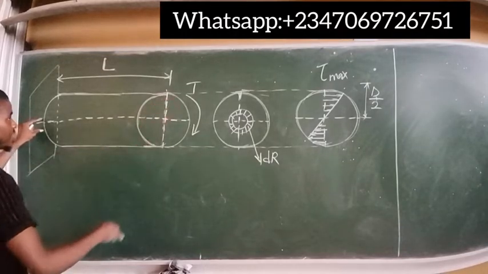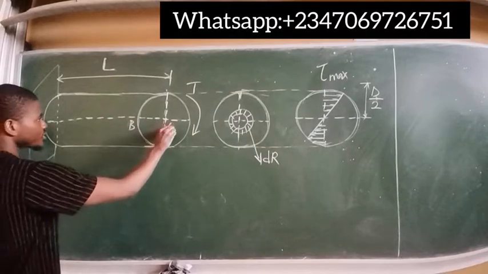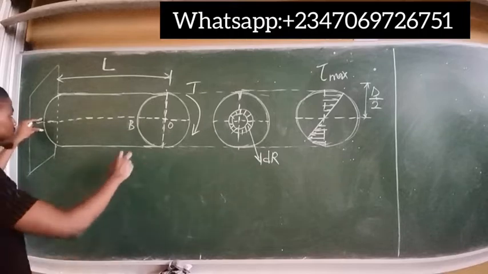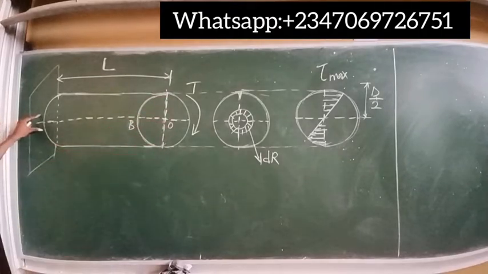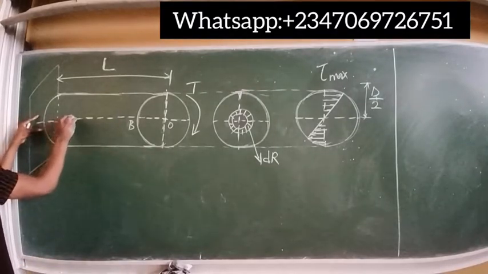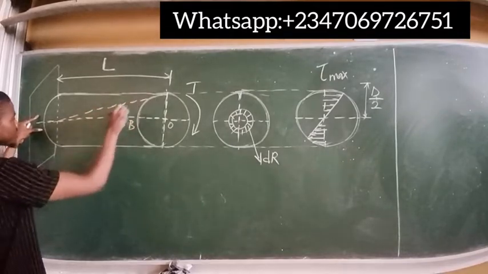Since here is fixed, if we rotate this point, let's call this point B, and let this be called the origin of this circular portion of the shaft. Now, since this end is fixed, if I apply a turning effect on this other portion, there is going to be a shearing of this surface. So this surface will shear or tilt in this direction.